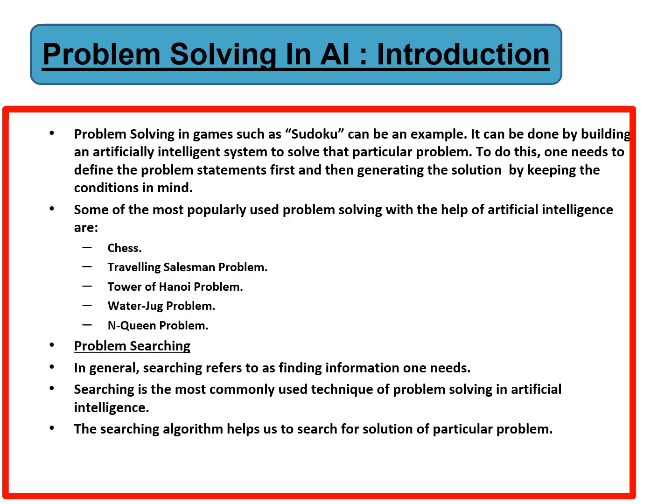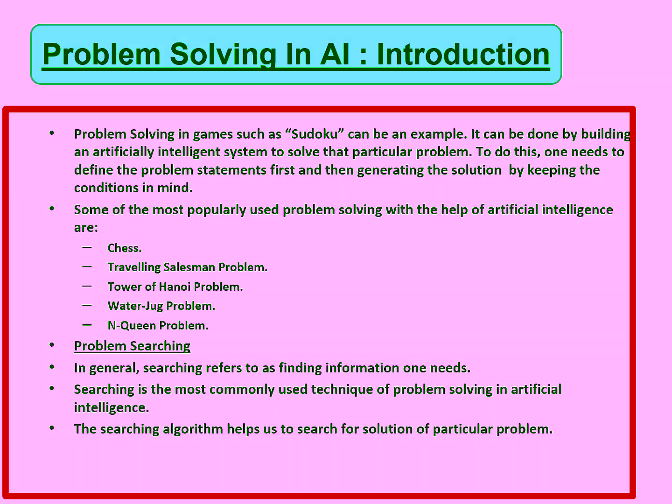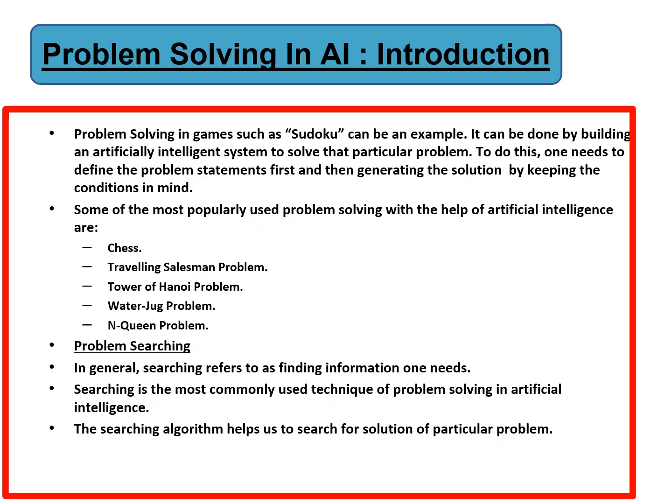How does searching work? It starts with the initial state, generates the possible next states, and evaluates each state. It continues exploring until the goal state is found. Example: finding the route from Chennai to Bangalore. The initial state is Chennai, the goal state is Bengaluru, and the operators are different roads and highways. The search algorithm explores the routes and selects the best path.